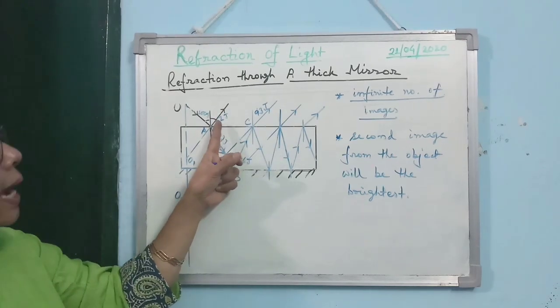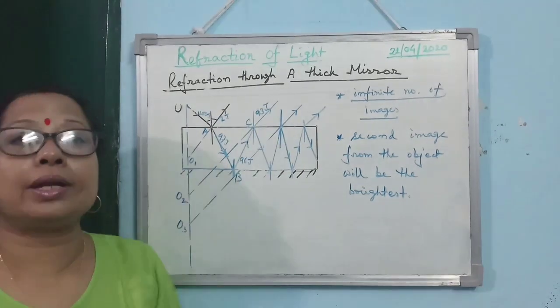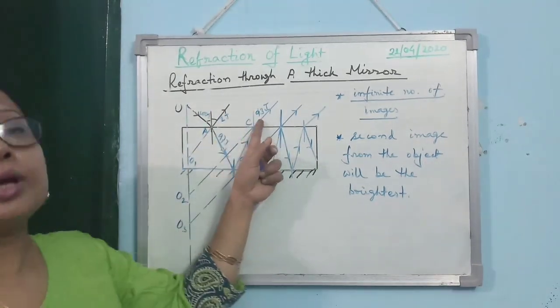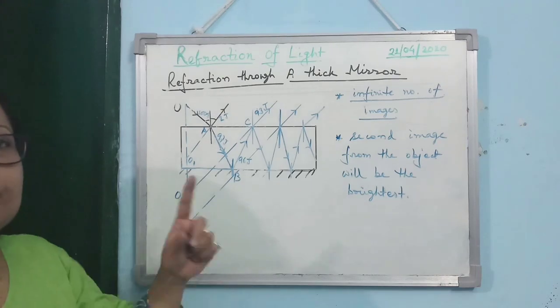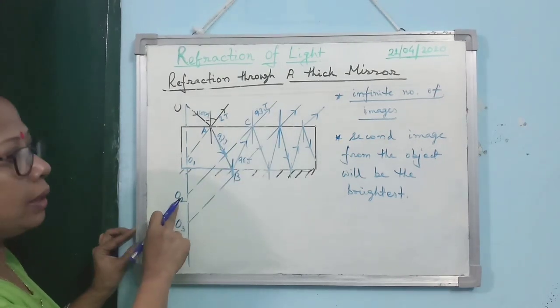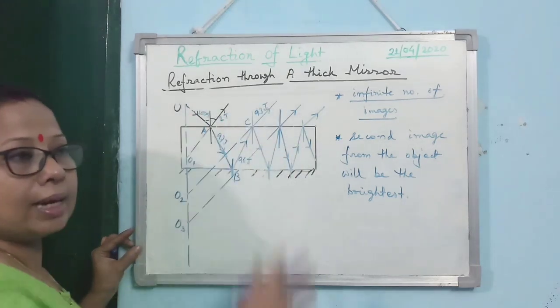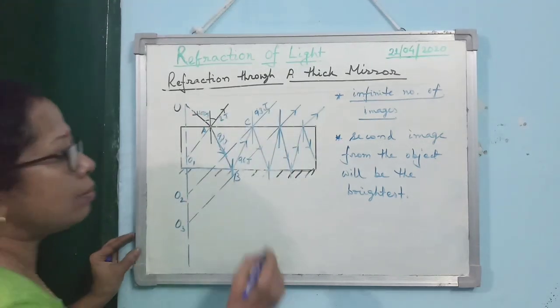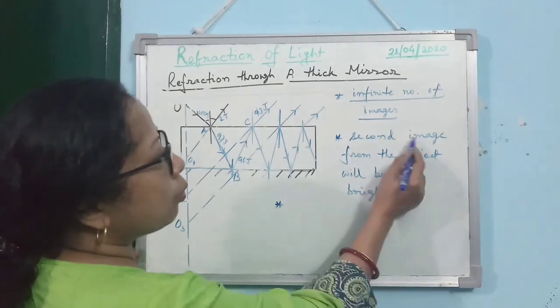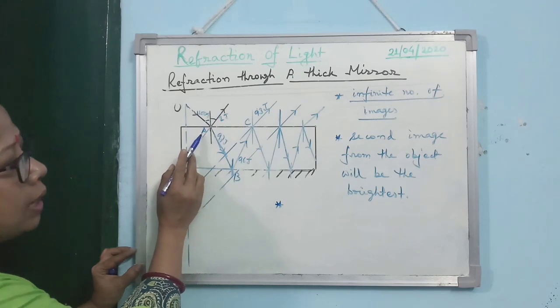So look at these two rays. This ray is carrying 2 joule of energy. This ray is carrying 93 joule of energy. Out of these two rays, which one will produce the brightest image? 93 joule. That's why I said O2 will be the brightest image. Is that clear? But this is not the way you can explain it during the exam. So what is the cause that the second image from the object will be the brightest? Then you can write down the answer this way.